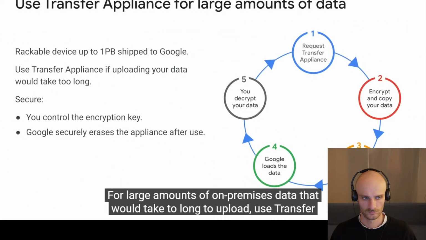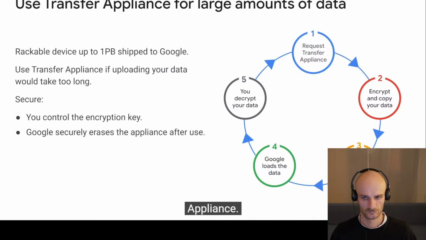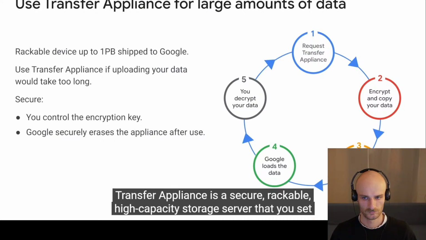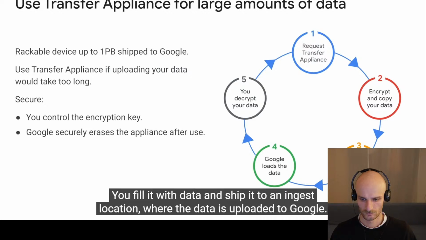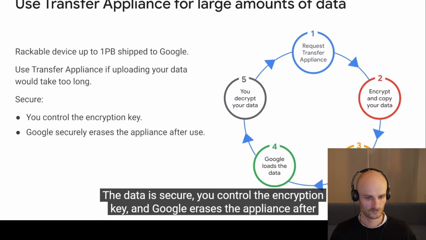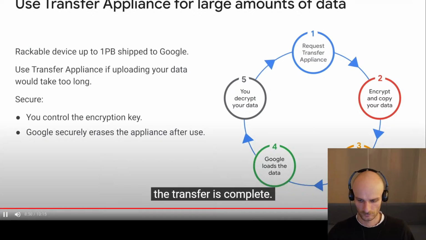For large amounts of on-premises data that would take too long to upload, use Transfer Appliance. Transfer Appliance is a secure, rackable, high-capacity storage server that you set up in your data center. You fill it with data and ship it to an ingest location, where the data is uploaded to Google. The data is secure, you control the encryption key, and Google erases the appliance after the transfer is complete.